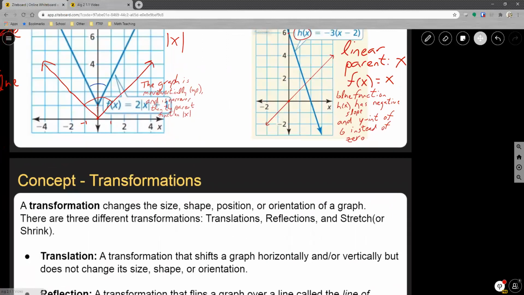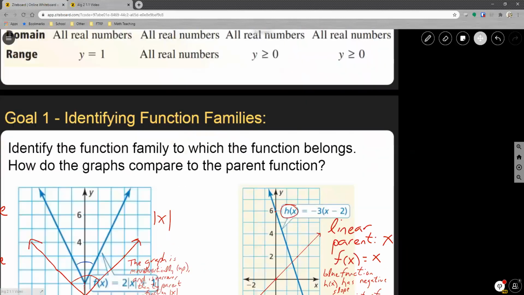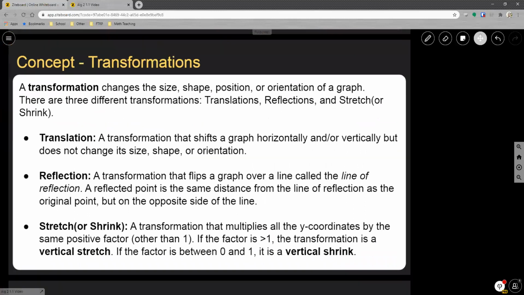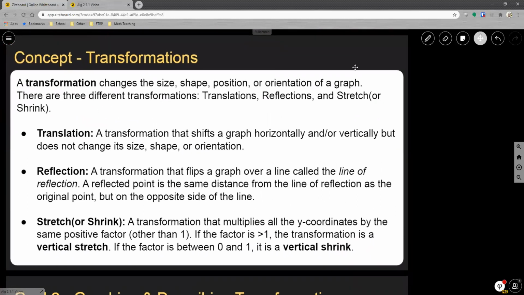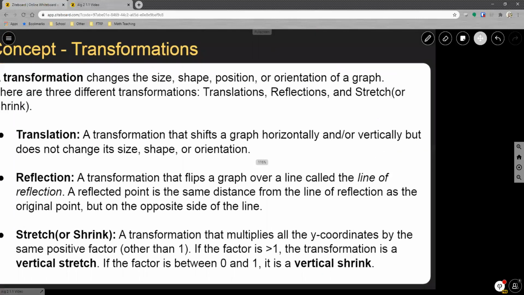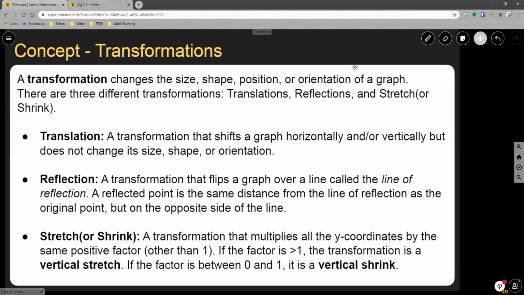So let's talk about our next thing, which is probably our big topic for the section: transformations. Transformations are much more specific ways to talk about these changes that happen to our parent functions when we make a new function. So a transformation changes the size, shape, position, or orientation of a graph. And there are 3 different transformations. We call them translations, reflections, and stretches or shrinks.